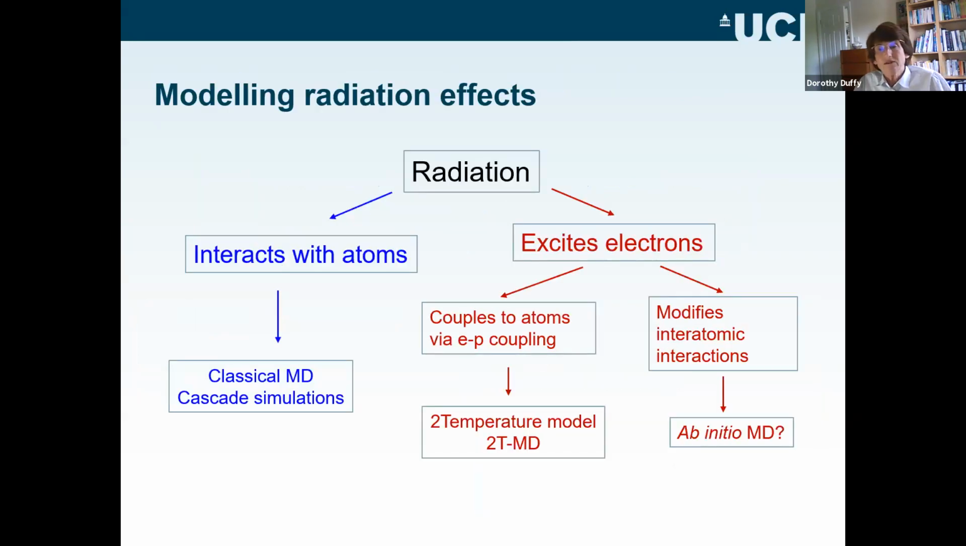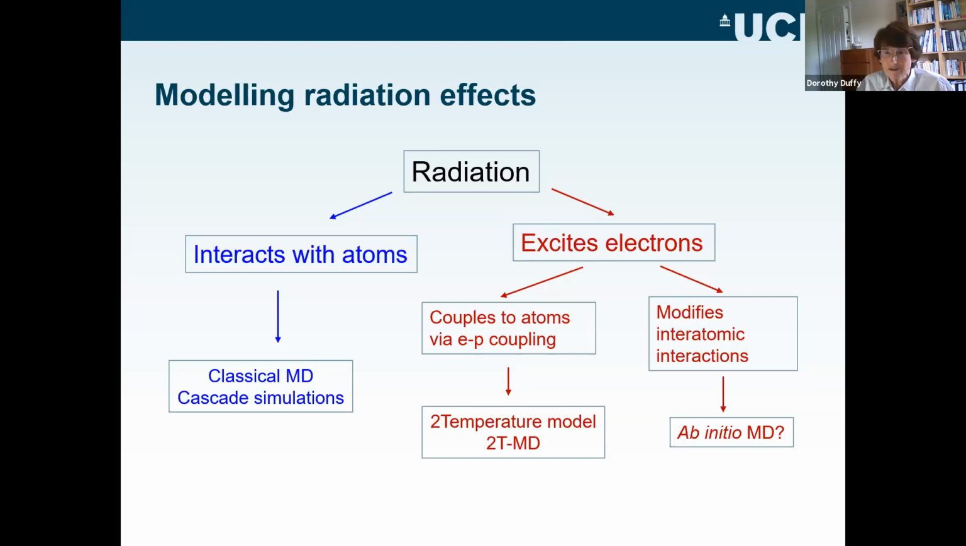So broadly, radiation has two effects when it impacts a solid. It can either interact with the atoms or it can excite the electrons, or of course it can do both simultaneously. In terms of interacting with the atoms, classical MD in the form of cascade simulations has been very successful in modeling this type of radiation damage for several decades. However, in terms of exciting electrons, this is more challenging.